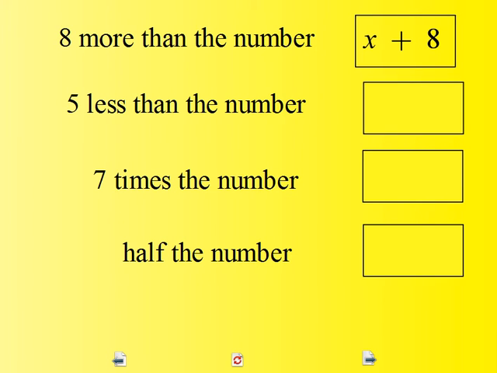Well, if you understand that, then it's time for us to see if we can form some algebraic expressions by way of an exercise.